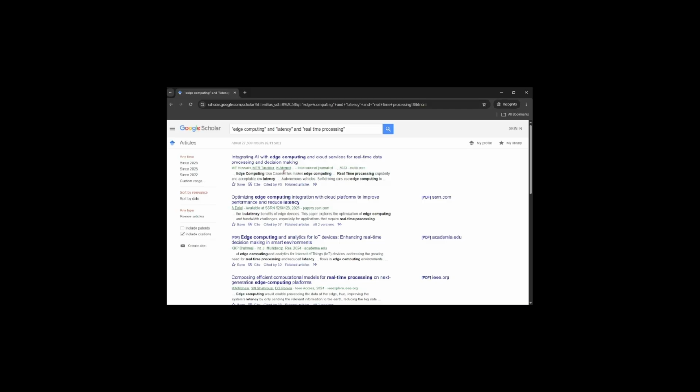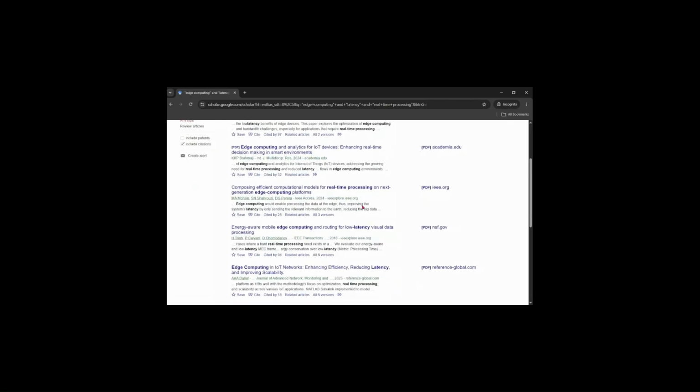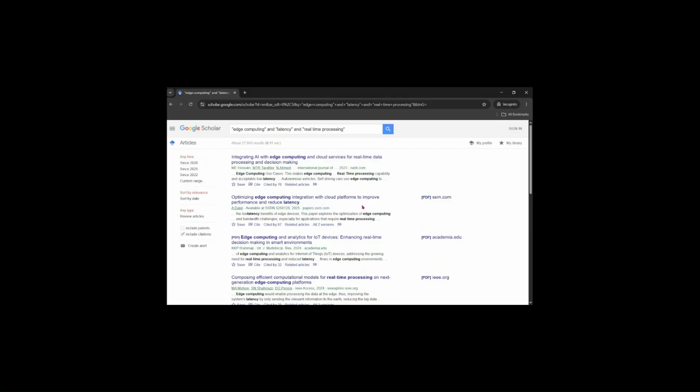This is useful if our research involves applications where a quick response is important. For example, edge computing can be investigated in systems where processing information closer to where it is generated may help reduce delays. The important thing is that every keyword should have a clear connection to our research objectives. We should not add keywords simply to reduce the number of results.